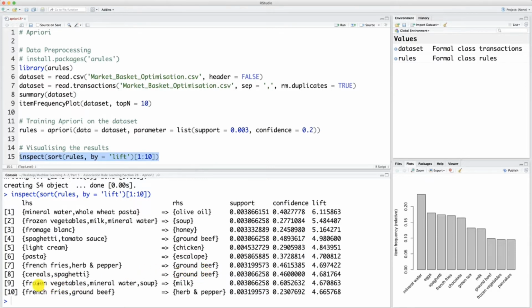Okay? And then we have these last two rules. If people buy frozen vegetables, mineral water, and soup, they're likely to buy milk in 60% of the cases. Well, this rule is probably related to two facts. First, the fact that milk goes very well with soup for French people, and also because all this looks very healthy. So that goes quite well together.